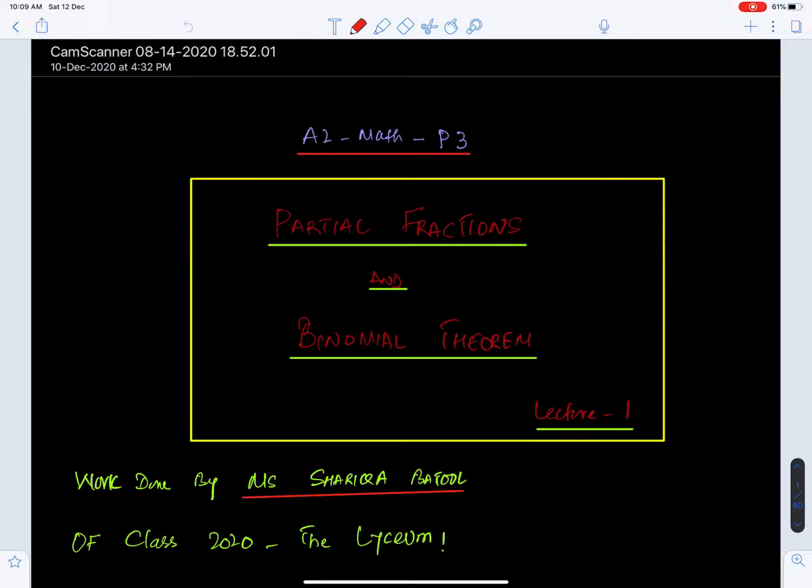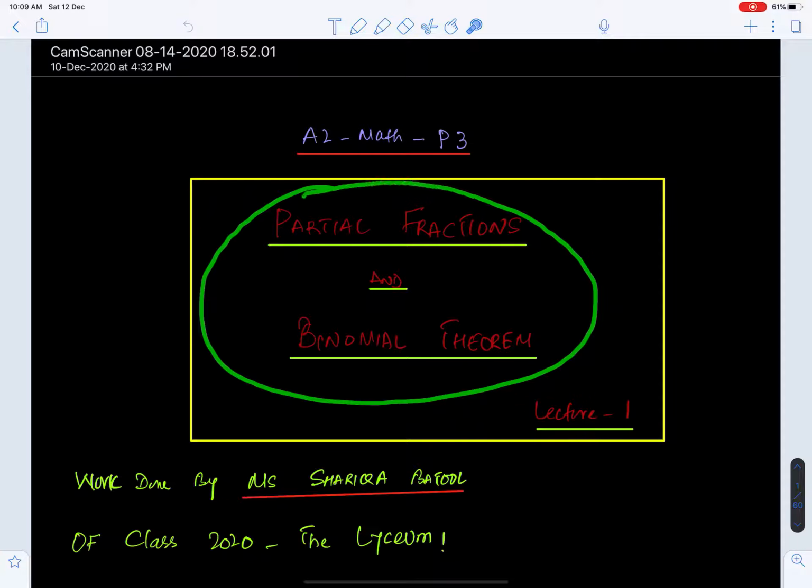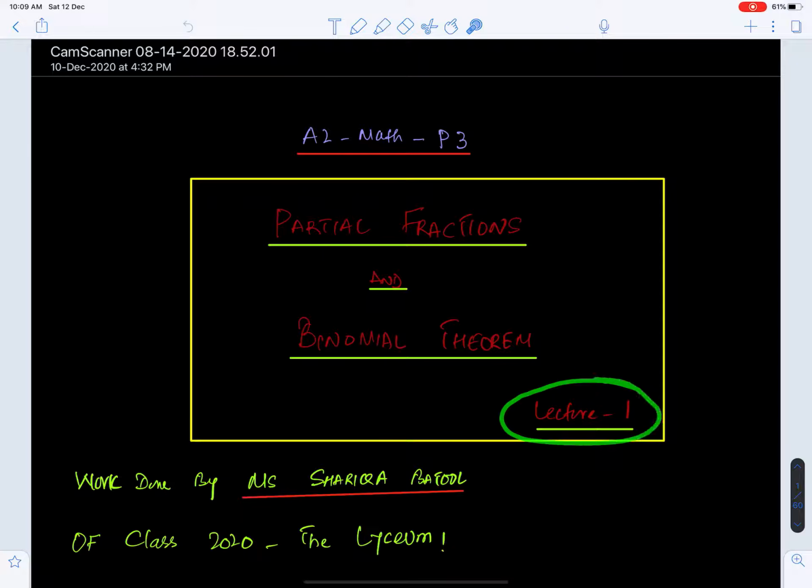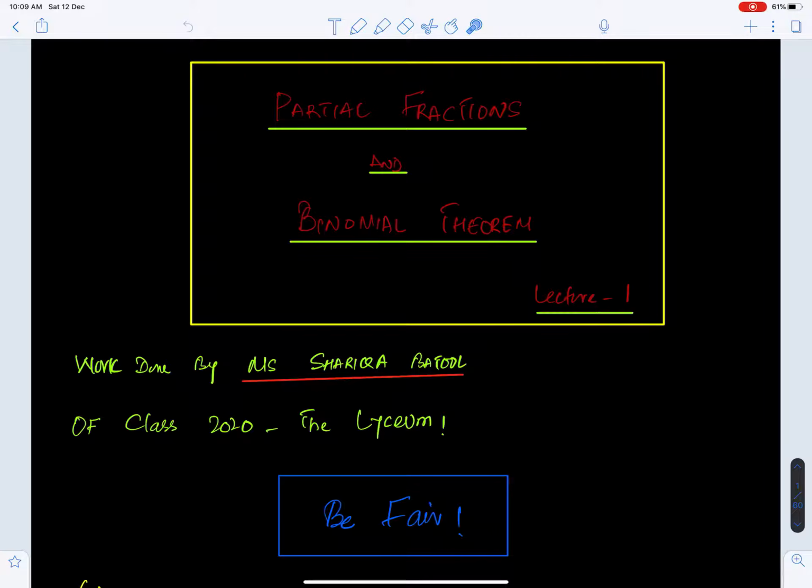Ameen. Alhamdulillahi rabbil alameen. Partial fractions and binomial theorem combined. Lecture 1. For this lecture, I am using the work of my student Ms. Sharika Batul of class 2020, the Lyceum.